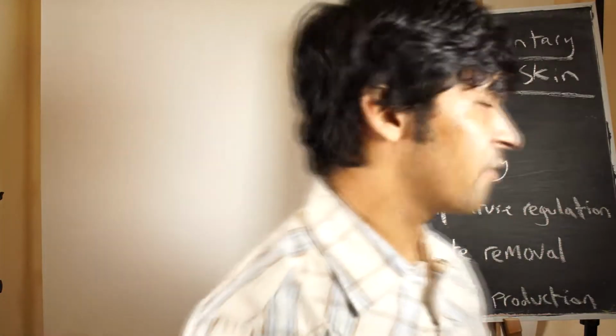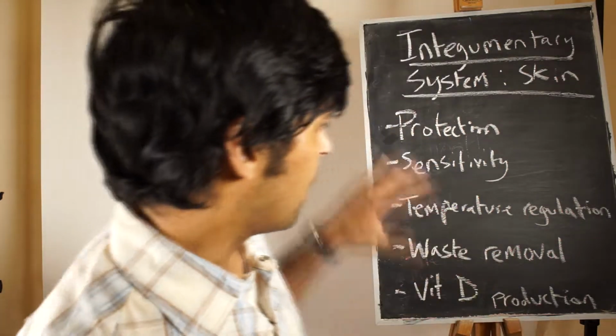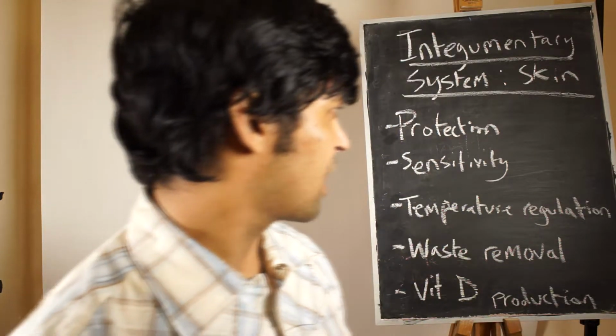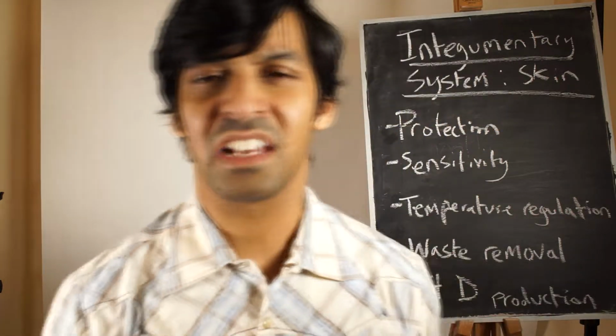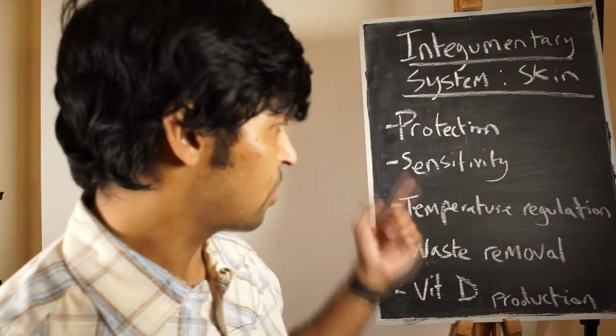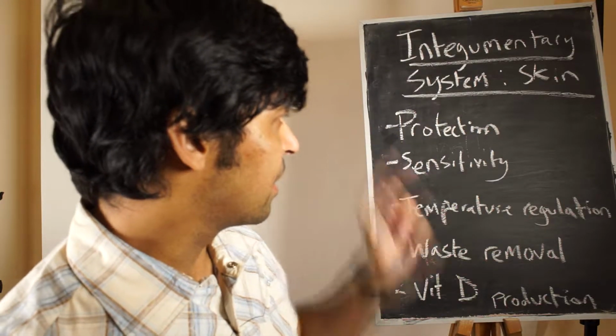System. I made sure I've put that in the title as well. Now, there's 5 functions of skin, so let's just get right into it. Remember, the skin is the largest organ in the body. And if you've forgotten what an organ is, it's a collection of different tissues which combine to do one particular function. So, getting back to this, the first role of the skin is protection.